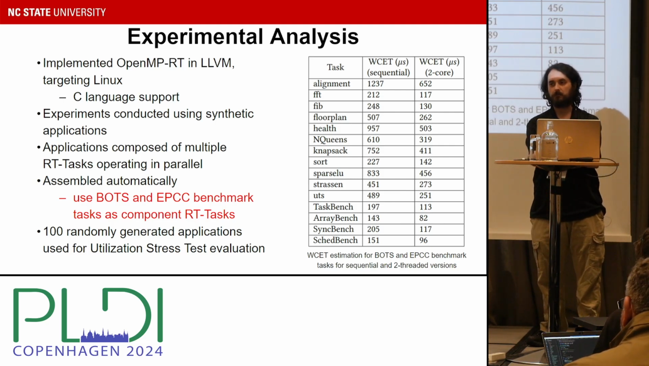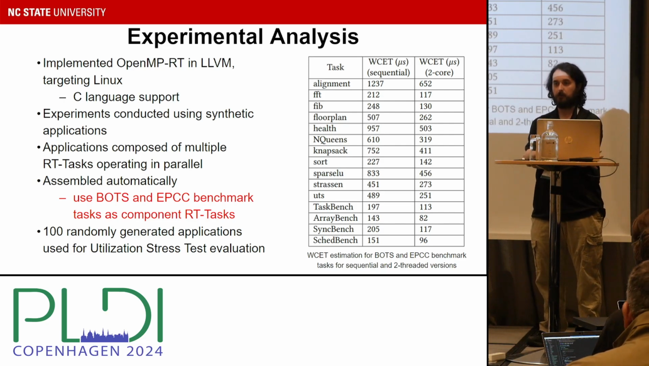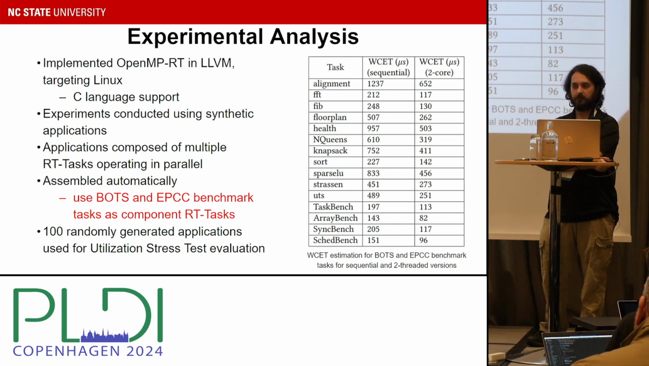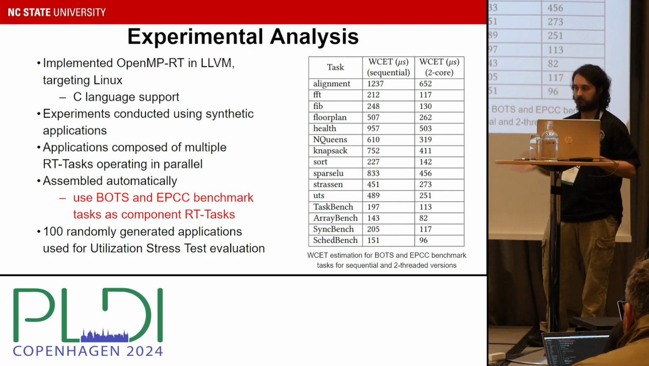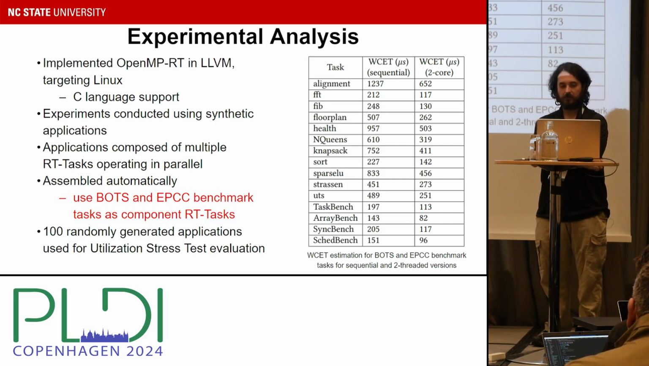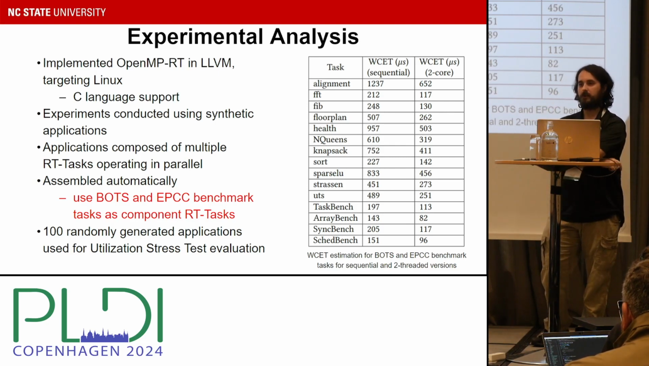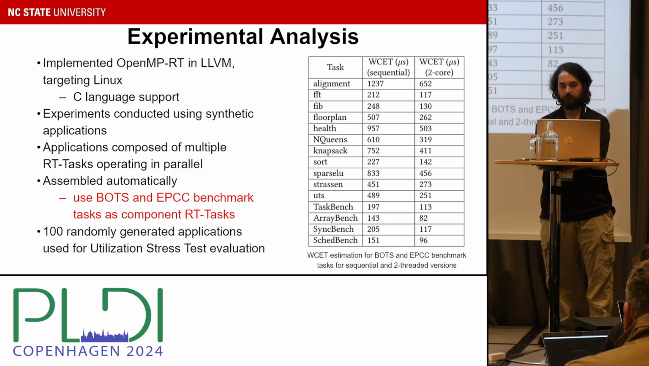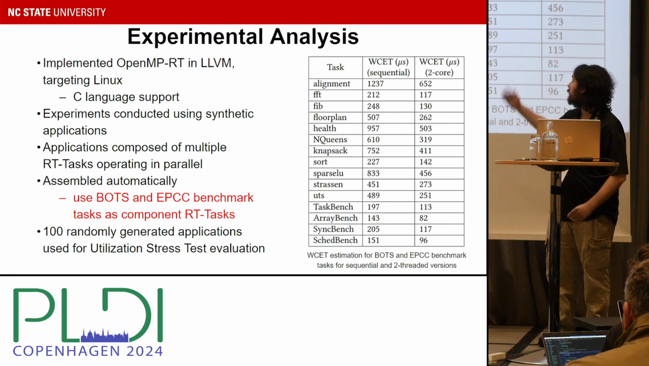These synthetic applications were assembled using applications taken from the BOTS, Barcelona OpenMP task set, and the EPCC benchmarks as component RT tasks. So each of the small ones taken from those benchmarks would be used as a single RT task, and then a synthetic application would be composed of just multiple RT tasks put together. The table here just shows the worst case execution times for both sequential or 2-core fine-grained parallelism versions of each of the benchmark tasks. So each one of these would have been 1 RT task.